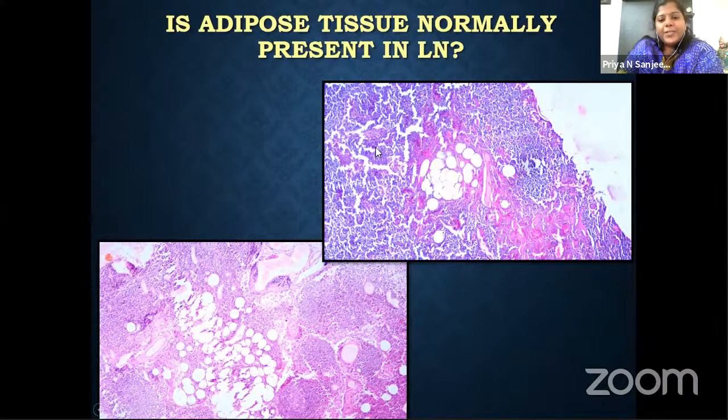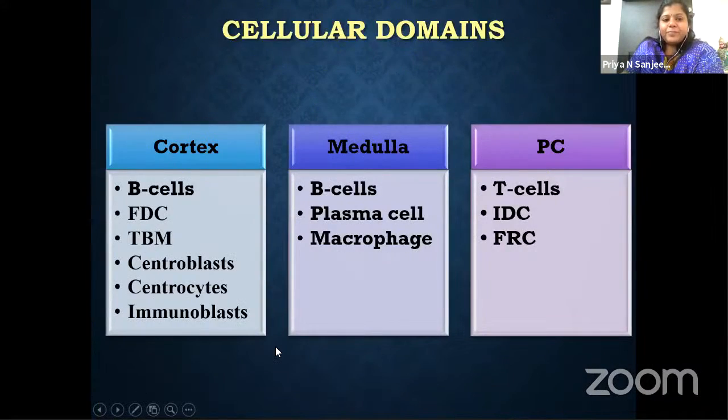Do you see the adipose deposits within the lymph node? Sometimes there can be adipose tissue within the parenchyma of the lymph node. It can be considered an age change or a response to inflammation.